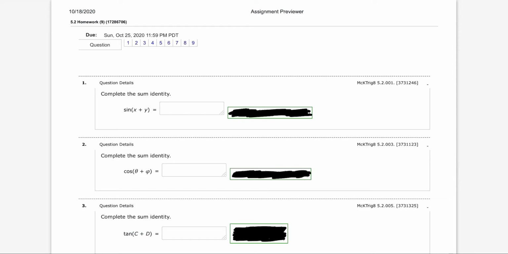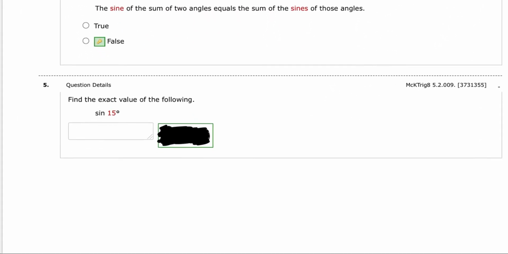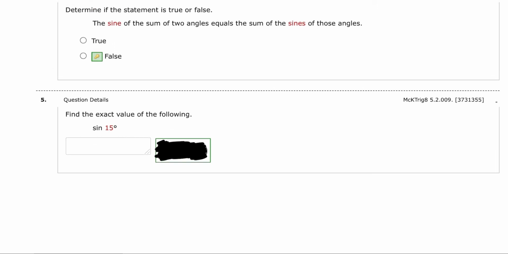Let's look at the homework now. So let's skip down to problem number 5. So it looks like 15 degrees is not an angle that we recognize on our circle, but what we do recognize would be, let's use 15 degrees to be the same thing as 45 minus 30. So now we can use our difference formula. This 15 degrees becomes 45 minus 30.